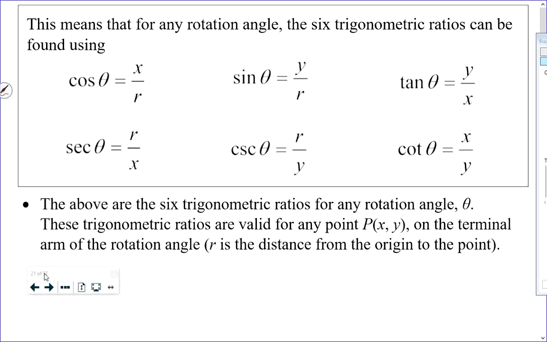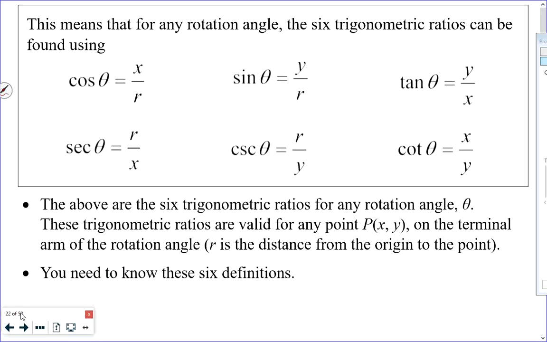So these above, these 6 trigonometric ratios, are for any rotation angle. And these trigonometric ratios, well, you need to know. You need to know these 6 trig ratios. And it doesn't matter how far the point is from the origin. It could be 1, in which case it's on the unit circle. It could be 0.2. It could be 1,000. These trig ratios are always valid.